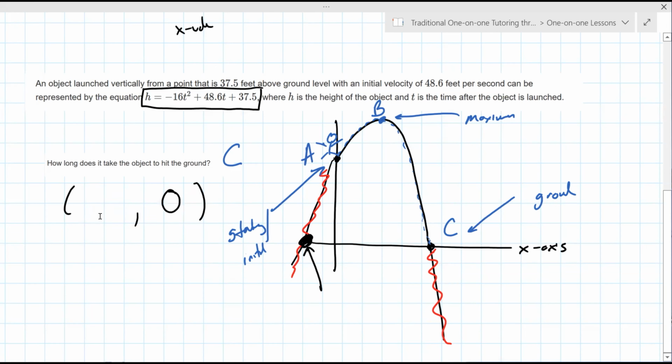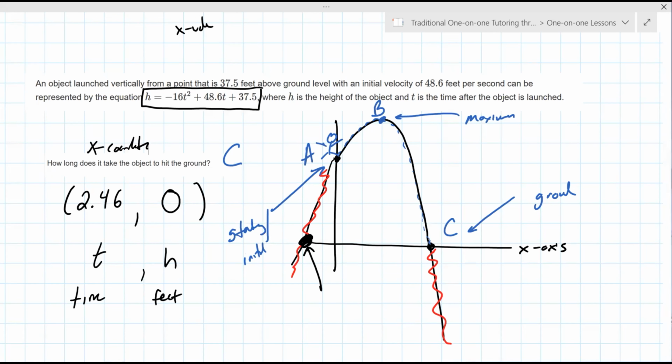Okay, what is the first value? 2.46. Okay, that's good enough for me. So the first value, X, in this problem, it's really T, and T represents time. And the second value is the height, which is in feet. It actually doesn't even say, oh, it does say feet. So the idea is that you're at 0 feet, and 0 feet means you've hit the ground. So when it says how long does it take the object to hit the ground, you're looking for the X coordinate there.